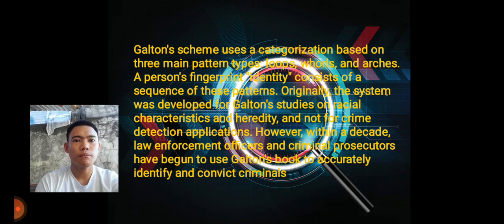Galton used a categorization based on three main pattern types: loops, whorls, and arches. A person's fingerprint identity consists of a sequence of these patterns. Originally, the system was developed for Galton's study on serial characteristics and heredity, and not for crime detection application. However, within a decade, law enforcement officers and criminal prosecutors had begun to use Galton's book to accurately identify convicted criminals.